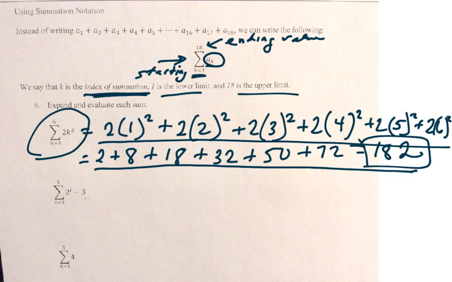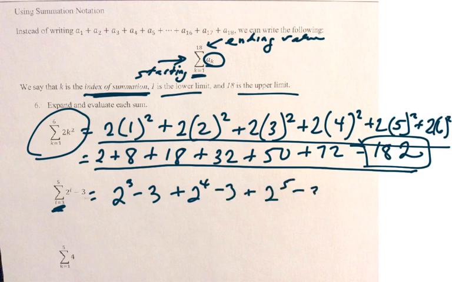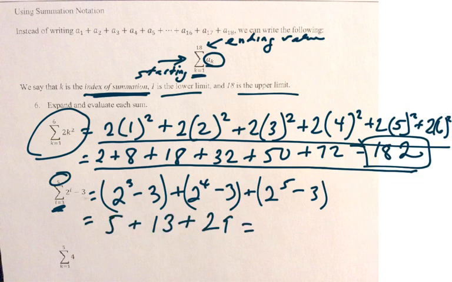Okay, so here our index of summation is i in this case. So my terms are 2 to the 3 minus 3, because my starting point is 3, plus 2 to the 4 minus 3, plus 2 to the 5 minus 3, and that's my stopping place. Okay, so I'm going to do each of these, and when we sum each of those terms together, we get 47.